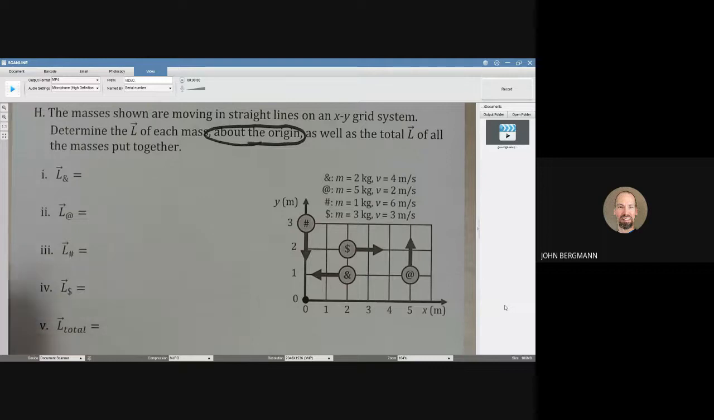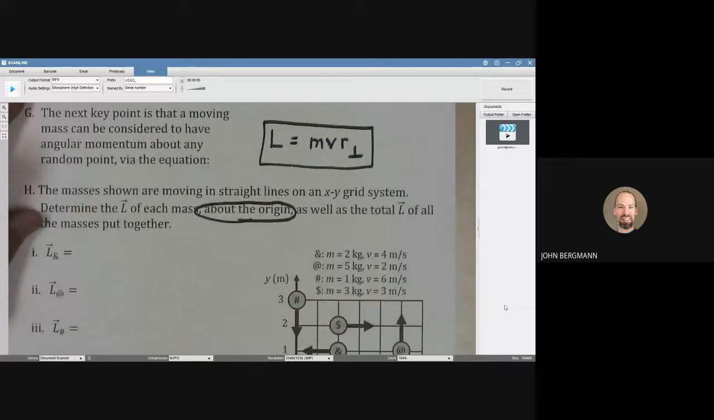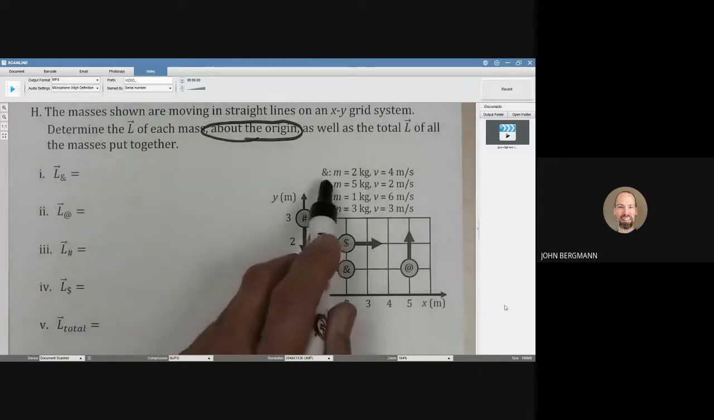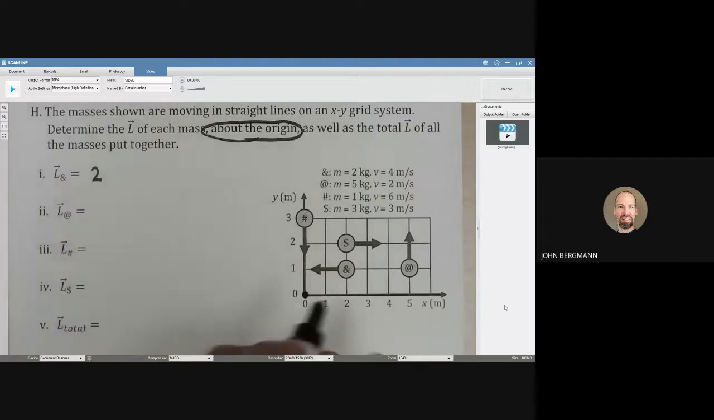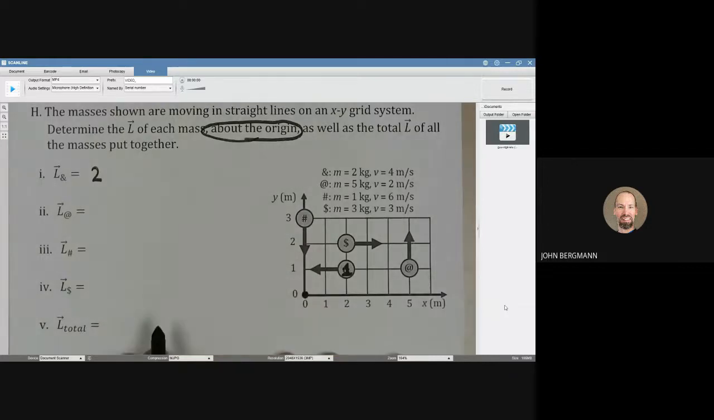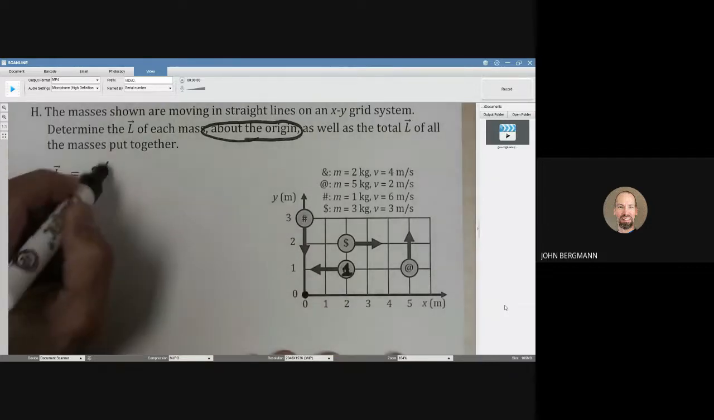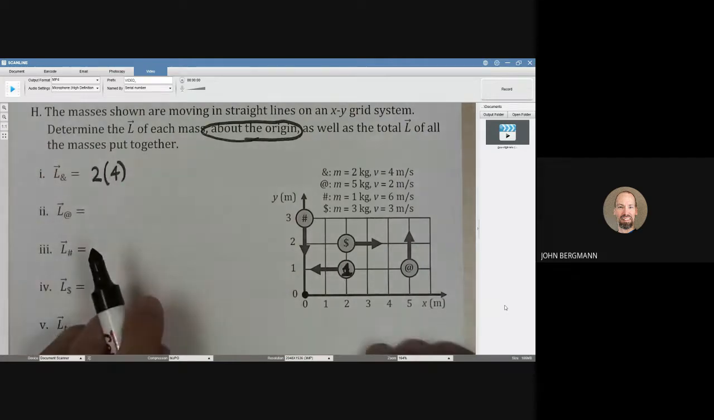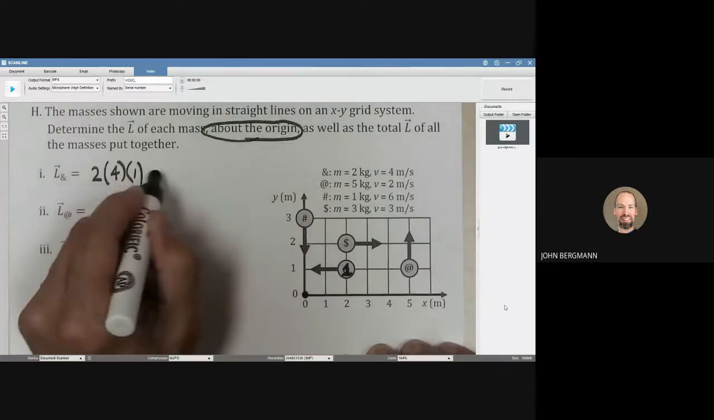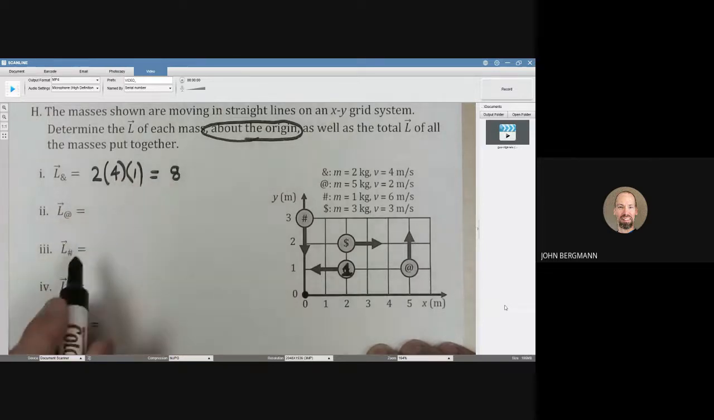What we're going to do is use the equation that we wrote up there at the top, m times v times r perpendicular, and let's see if we can work that out. The first one has a mass of 2. That's going to be this one right here. Put a big 1 right there. Mass of 2, velocity of 4. And what's r perpendicular? R perpendicular is the perpendicular distance there. In other words, the r that is at right angles to the v, which is 1 meter. And so that's 8. And what's going to be the unit for this?